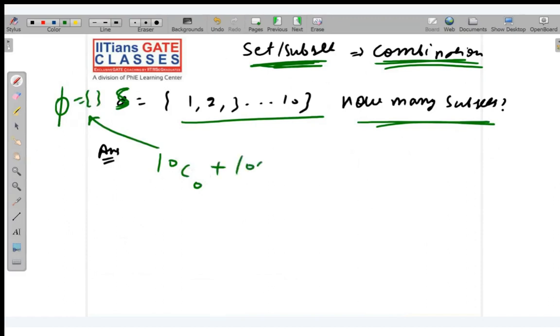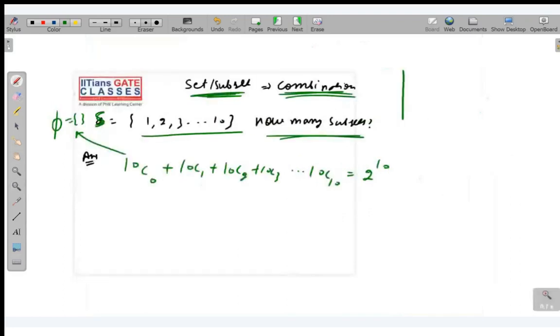Then 10C1, because I can choose a one-element subset also. Then 2 elements, then 3 elements, and so on up to 10 elements. I have told you, NC0, NC1, NC2 up to NCN. I hope you remember in the previous class I told you a very beautiful identity: NC0 plus NC1 plus NC2 dot dot dot NCN comes out to be 2 power n. So 10C0, 10C1, 10C2, 10C3 up to 10C10 is 2 power 10. Okay, I think everybody has got it. So the answer is 2 power 10.